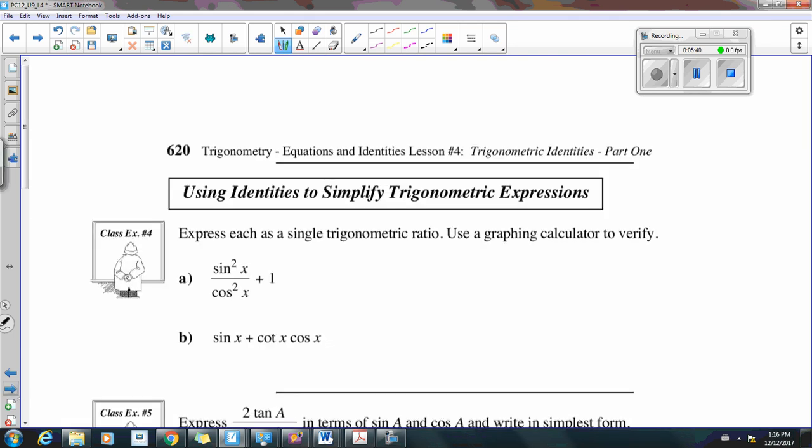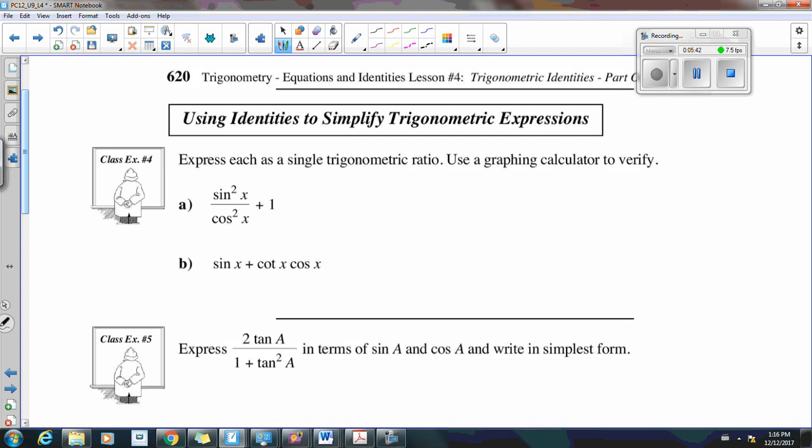So let's do some examples. Express each as a single trigonometric ratio. Use a graphing calculator to verify. One of the biggest things you're going to find when you're working with these is you need to remember how to make common denominators. In order for me to add these two things together or to start changing anything, there's nothing on my formula sheet that says sine squared x over cos squared x.